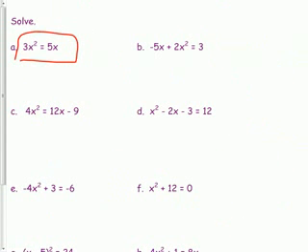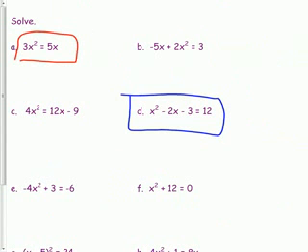So now if I go back to that page full of problems, I want you to try D right here. First of all, get it in standard form. Nothing starts till you got it in standard form. And then once you got it in standard form, it shouldn't be too bad to factor it is the way I'd start.